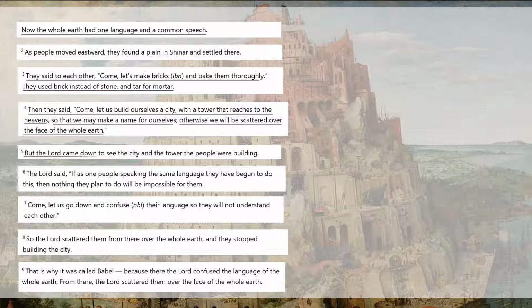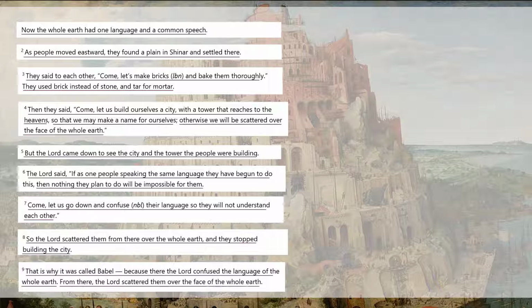But the Lord came down to see the city and the tower the people were building. The Lord said, "If, as one people speaking the same language, they have begun to do this, then nothing they plan to do will be impossible for them. Come, let us go down and confuse their language so they will not understand one another." So the Lord scattered them from there over the whole earth, and they stopped building the city. That is why it was called Babel, because the Lord confused the language of the whole earth. From there, the Lord scattered them over the face of the whole earth.